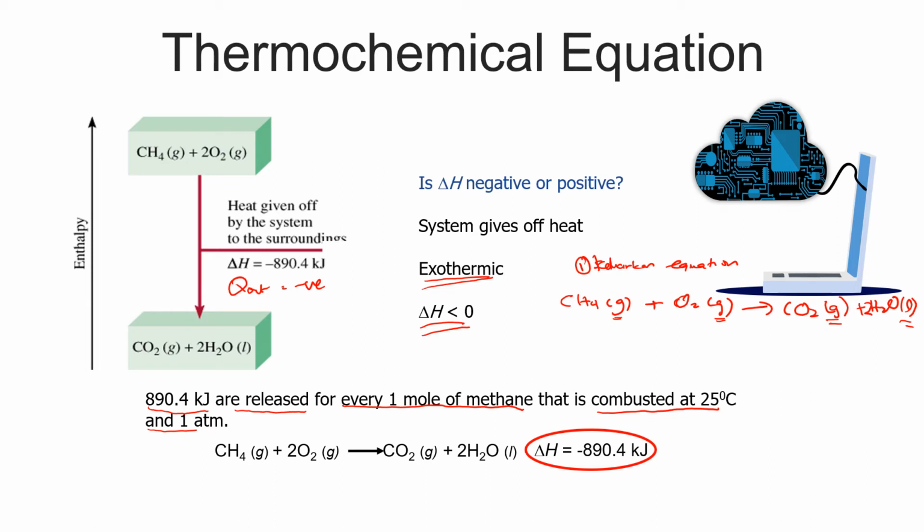And then O kat sini 2. Kat sini ada 2, 4. Jadi you kena tambah 2O2. Okay, so step yang kedua adalah balance the equation.